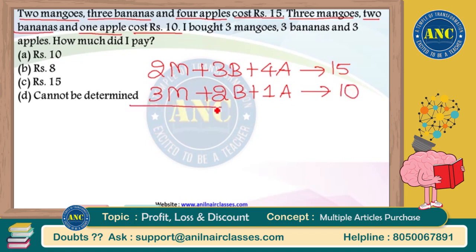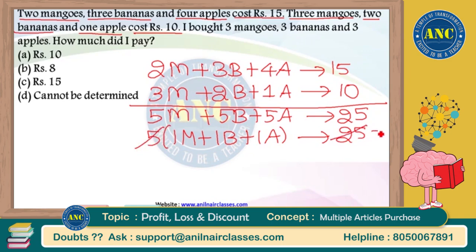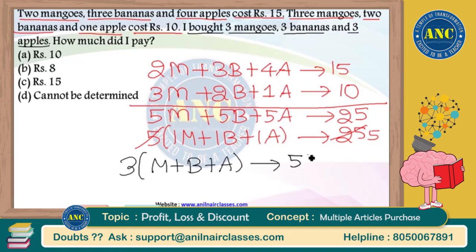Now if I add, this is 5 mangoes, 5 bananas and 5 apples, it is costing you 25 rupees. So if I take 5 common, 1 mango, 1 banana, 1 apple is 25 by 5. It is 5 rupees. What is the question they are asking you? I bought 3 mangoes, 3 bananas and 3 apples. How much did I pay? So it is 3 times of mango plus banana plus apple. Right side is 5, multiply that also by 3. Answer is 15. Very easy question, sir.